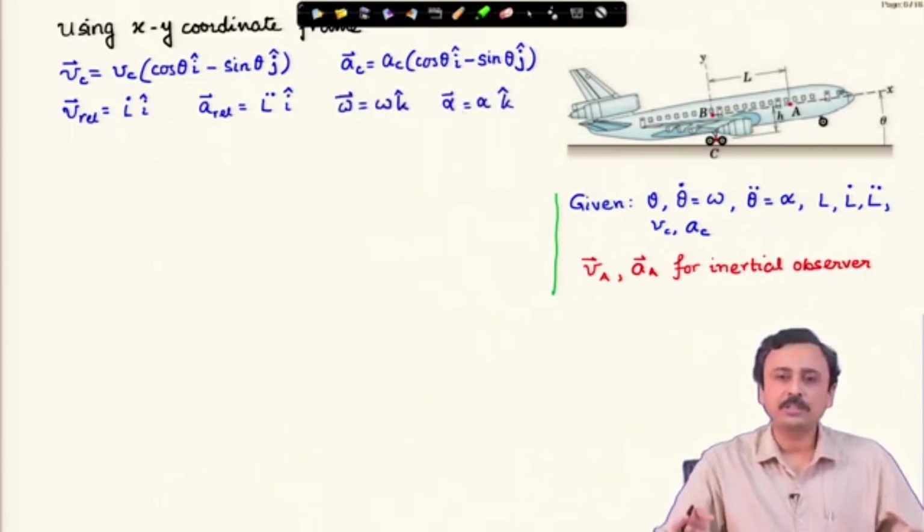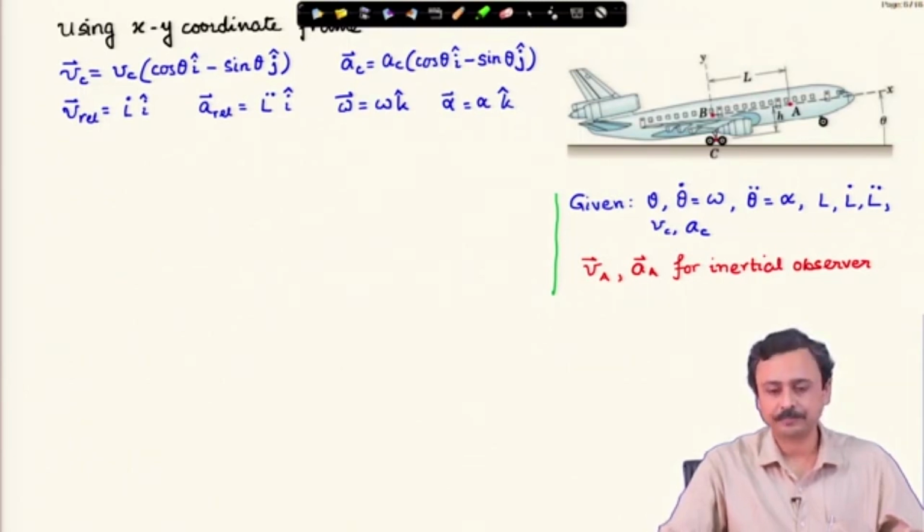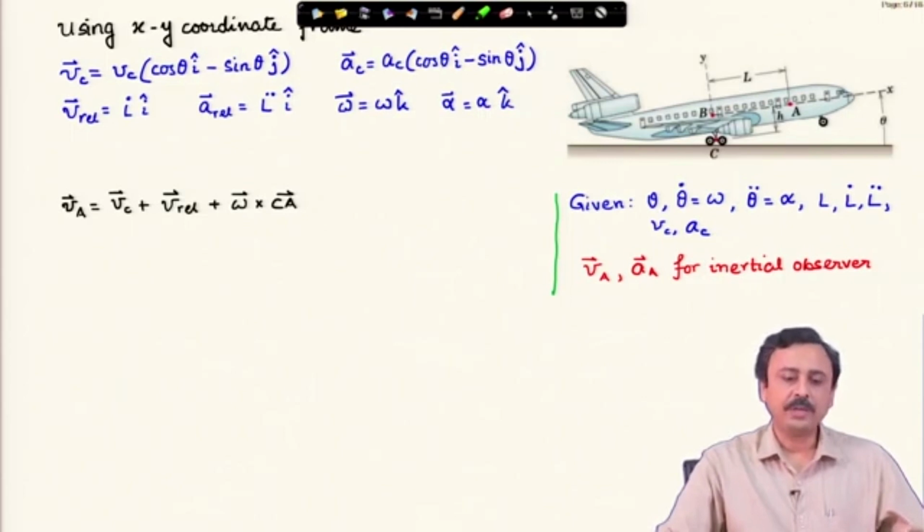Omega angular velocity, everything is specified in terms of k cap. So, omega k cap, alpha is also alpha k cap, which is d omega dt, and omega is d theta dt. Now, VA is Vc plus VREL plus omega cross Ca. I have written the full expression.